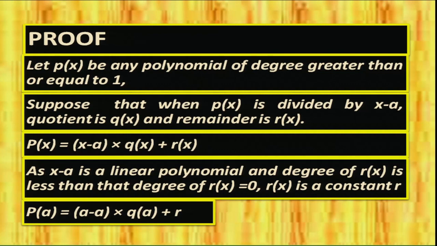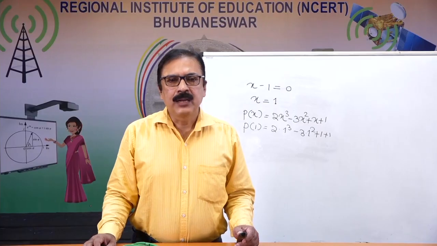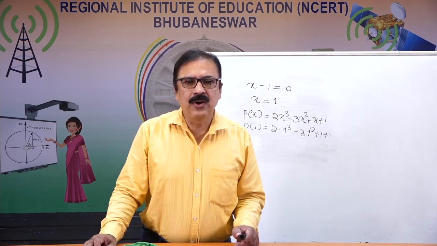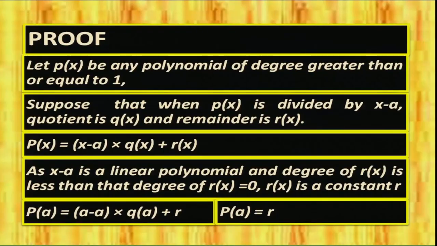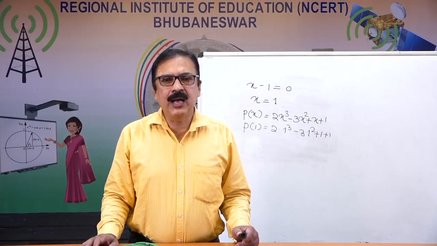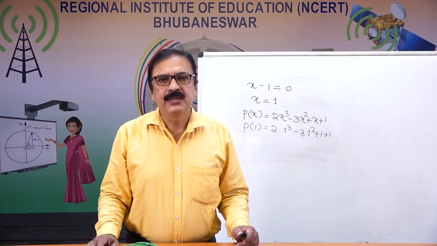Then if we put the value of x as a, what do we get? We get Pa is equal to a minus a, that means in place of x, we write a, so we get a minus a into qa plus r. Clearly it is visible that a minus a is 0. So Pa is equal to r. What is r? r is the remainder. So this proves that if r is the remainder, then Pa gives the remainder.